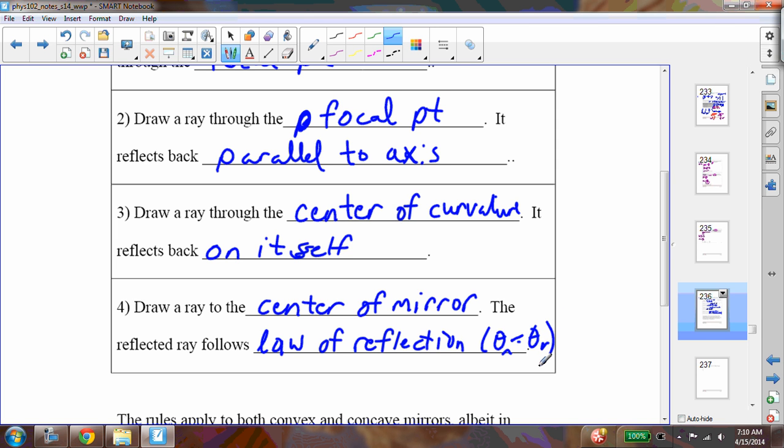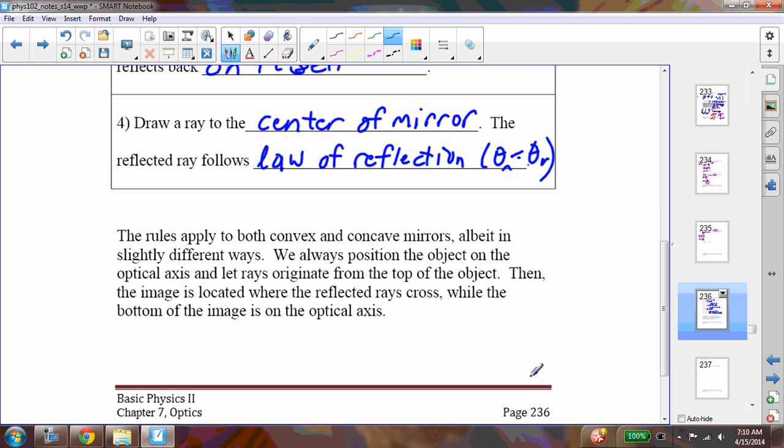All right. All the rays follow the law of reflection because they're reflecting rays, and so the incident angle is always equal to the reflected angle, but it's a little easier if you just draw it to the center of the mirror to see that those two angles are the same. I'll show you that in just a moment. Now, these both apply to convex, remember that's like the security mirror, and concave, that's like the shaving mirror, although just in slightly different ways.